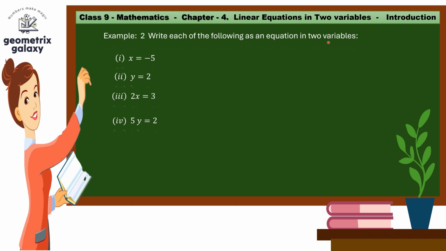Let us take the first subdivision, x is equal to minus 5. We have x variable but we don't have another variable, so we can write it as 1x plus 0y plus 5 is equal to 0. We get plus 5 because the minus 5 from the right hand side is transposed to the left hand side as plus 5. I hope you understand. Here in the question they didn't ask what is the value of a, b and c. But here I have mentioned just for your understanding. a takes the value 1, b takes the value 0 and c takes the value 5.